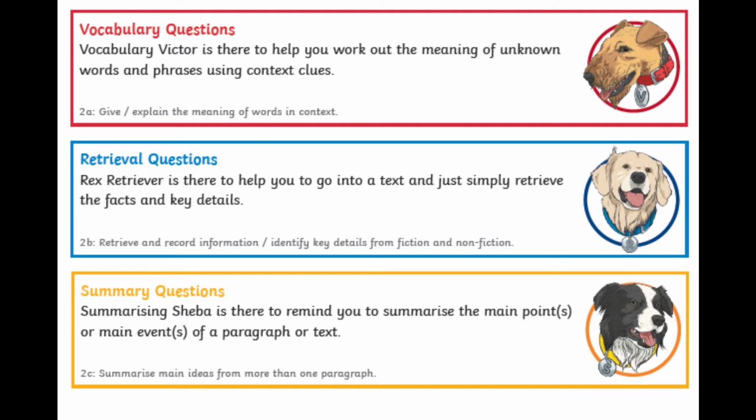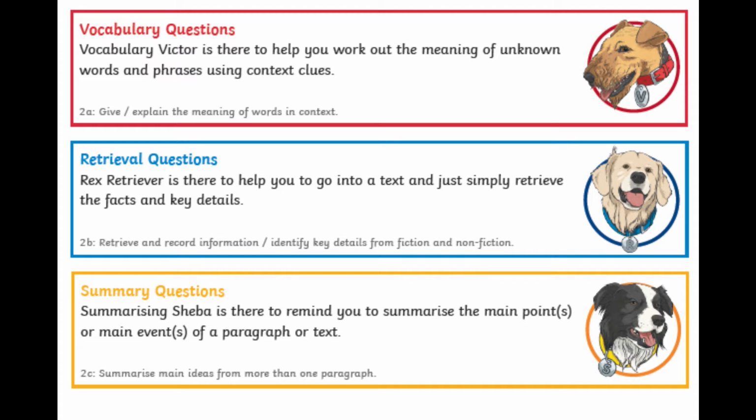Before I show you the model passage, I wanted to show you something really cute that goes with the passage. They've broken down the questions into different types, and they've used a dog to represent each type. So red vocabulary questions come with this little pooch at the top. Then we have retrieval questions, which are from Rex Retriever in blue. We have summary questions, which are from Summarizing Sheba. So each of them have a name: Vocabulary Victor, Rex Retriever, and Summarizing Sheba.